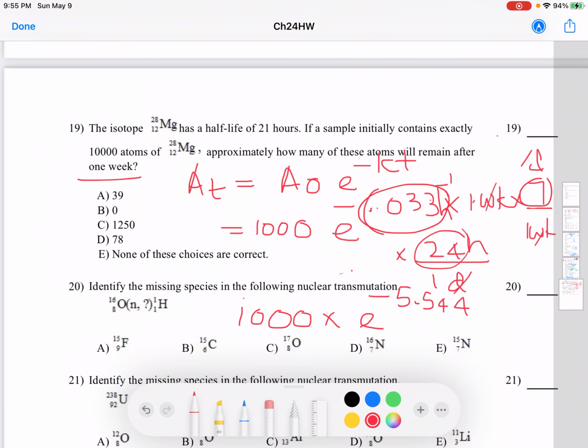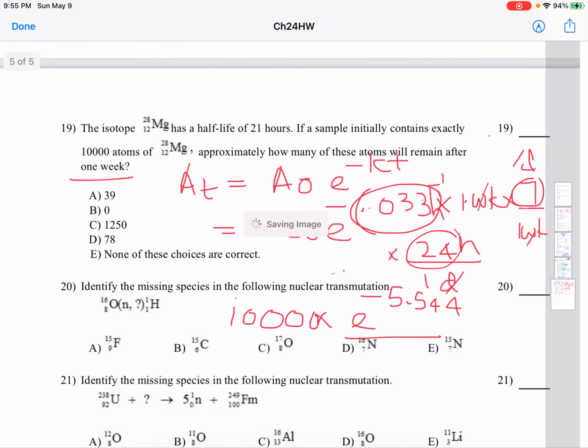And then this is negative. Take the exponent, shift ln value and multiply it by 10,000, I believe. 1 2 3 4. There are, yeah, 10,000, not 1,000. That will give you the answer for number 19. Okay.